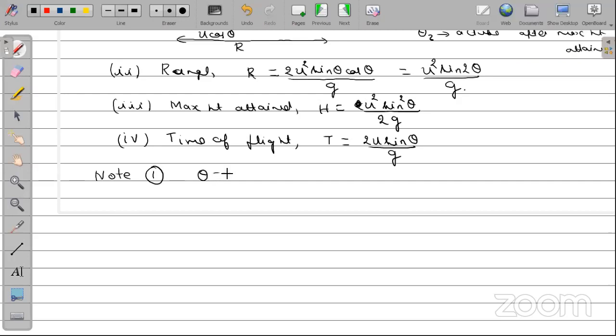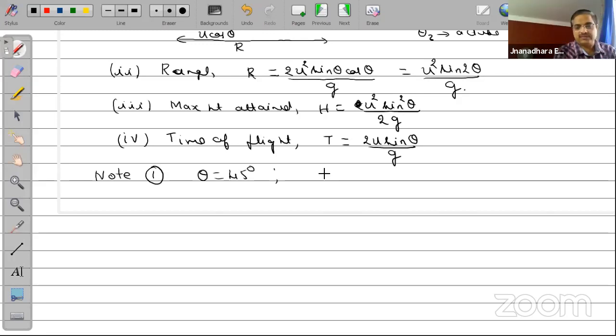Sir, please explain equation of projectile. Equation of projectile. I will do that. Just give me a minute. I'm basically giving you notes one by one. I will do it. Just give me a little time for completion.